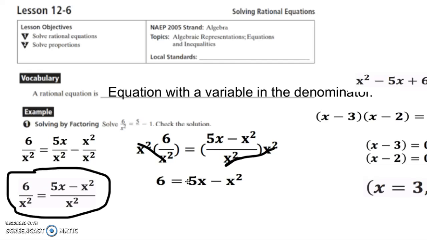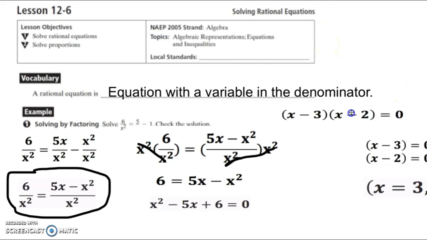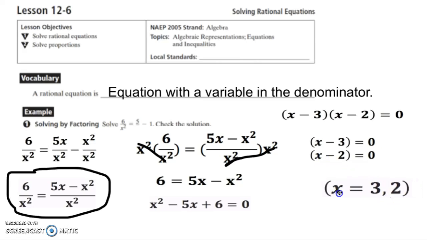So we can use our zero product property, remember, and rearrange our equation so it's set equal to 0. If I add x squared and subtract 5x from both sides, I'm left with the quadratic equation x squared minus 5x plus 6 equals 0. So we're going to solve by factoring. We factor that out and we're left with x minus 3 times x minus 2 equals 0. Setting each one equal to 0 and solving for x, we get x equals 3 and 2.